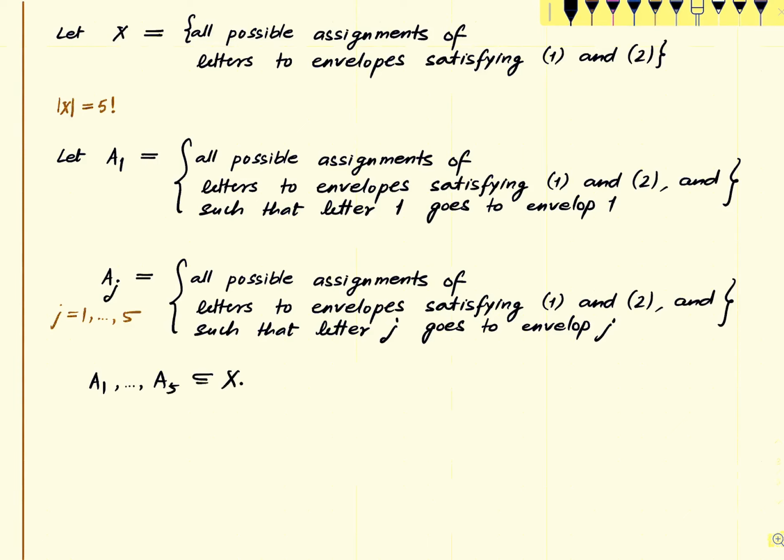And what we are looking for is the following. We are looking for A1 complement. We want the letter 1 not to go in the correct envelope, meaning letter 1 not to go into the envelope labeled 1. At the same time, we do not want the second letter to go into envelope 2 and up to all of these. So we want to count the cardinality of this set, and once you realize this, the problem is almost solved. So this is the main observation. This is why we were defining everything. So now let us just focus on computing this.